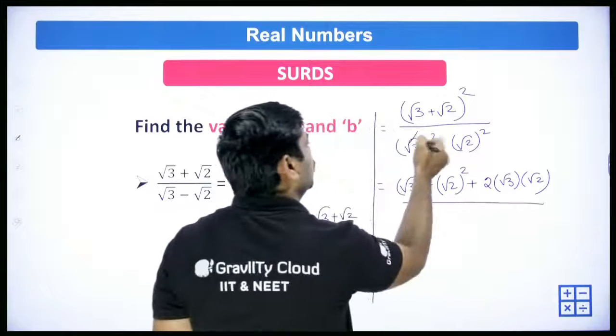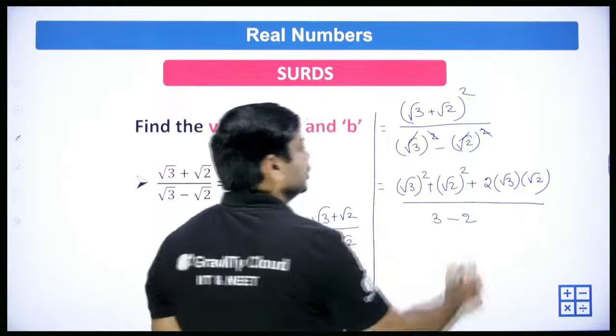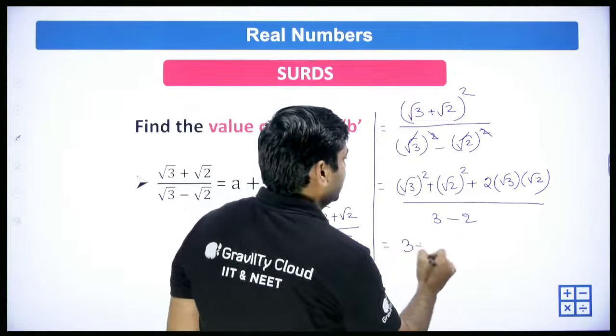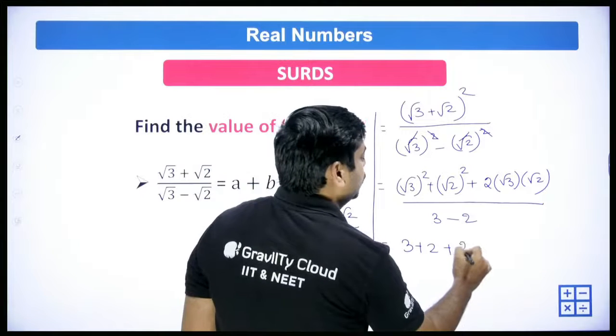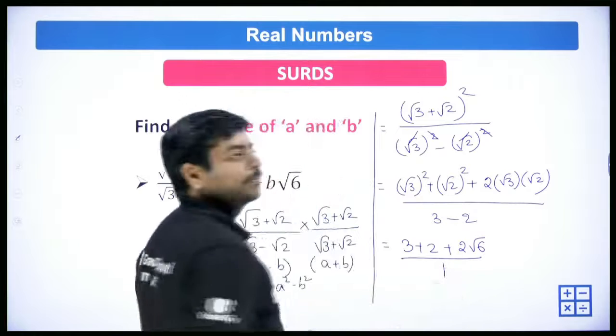Root 3 whole square, root and square get cancelled, it is 3, minus root 2 square, root and square get cancelled, it is 2. So root 3 square is 3 plus root 2 square is 2 plus 2 into root 3 into root 2 is root 6, by 3 minus 2 is 1.